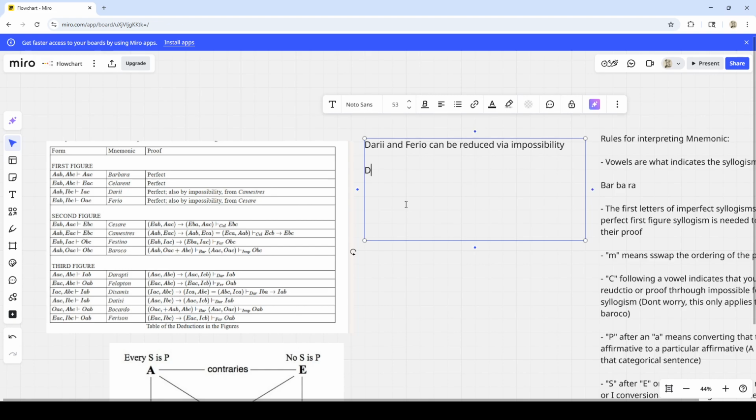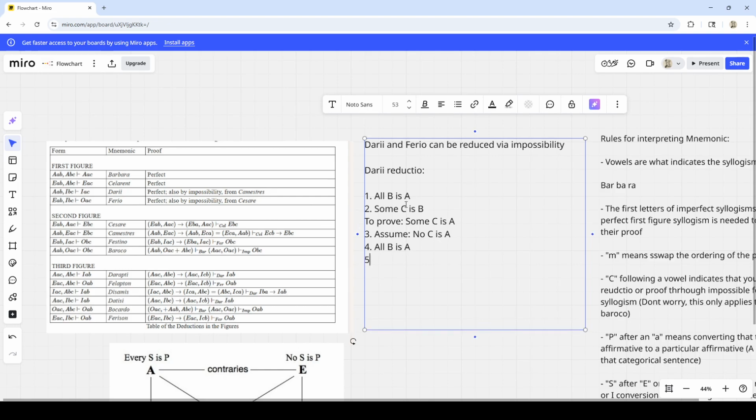So let's go with Darii. Darii in reductio goes like this. Darii is every B is A, some C is B, and we want to prove the conclusion that some C is A. We know that is an I, so we just assume that no C is A, because E contradicts I. No C is A, and then we can restate premise 1, that all B is A, and then we can conclude that no C is B.